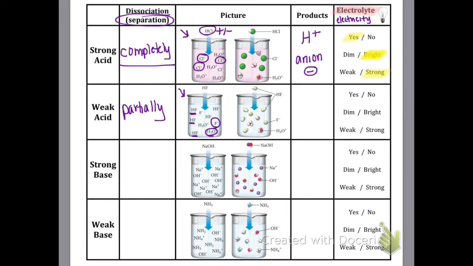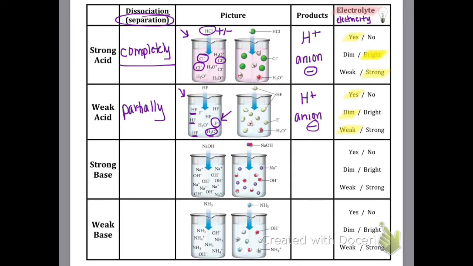They partially separate. So when it does separate, you do have a hydrogen and you do have an anion, meaning you have a negative charge. If you look at your negative charge, that's your fluorine, right here when it separates. So now if we answer these questions, yes, it will still produce electricity because we still have some positive and negative charges, but we don't have a lot of them. And because we don't have a lot, we say it creates a dim light because it's a weak acid.